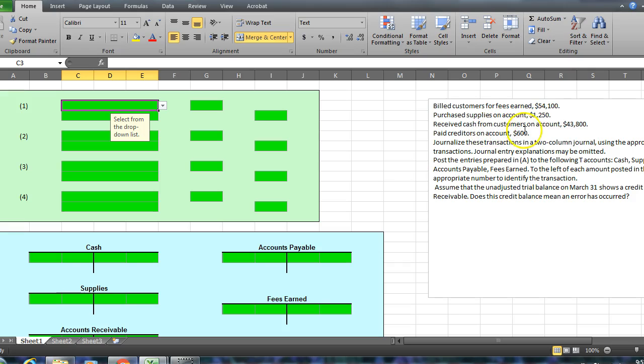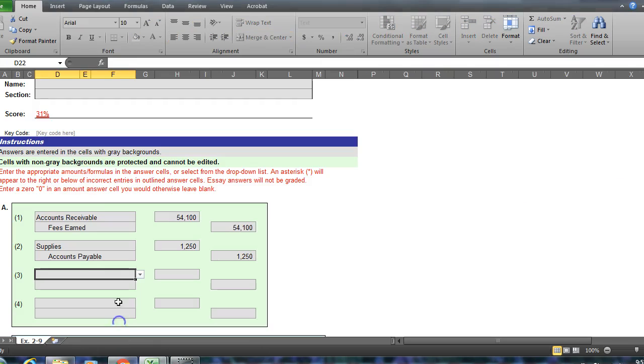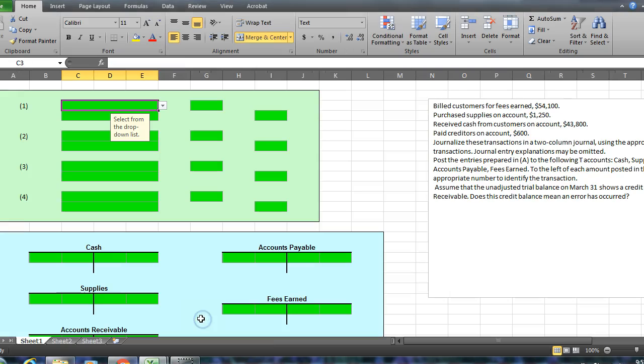But what about this one? From customers on account. This is important because the customers did receive the benefit of your work. You've earned the income, but they asked for a little bit of time to pay you. So I said, okay, I'm going to put that in accounts receivable, and I'm going to show that I've earned it. Now I have to show that I'm receiving my money, and I'm going to show also that the receivable that I'm expecting from them is going to be reduced because they are now paying part of what they owe me. In this case, $43,800.